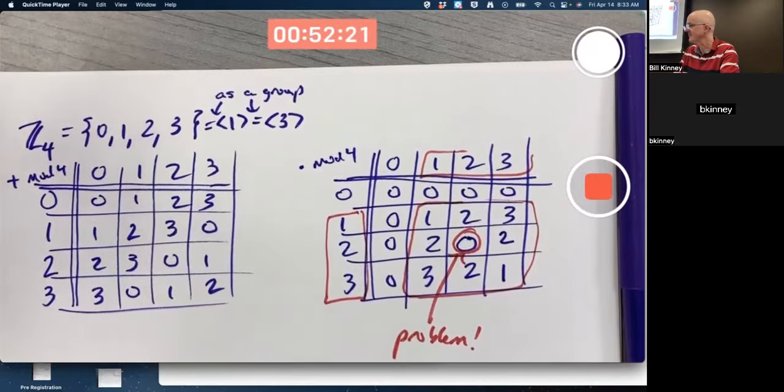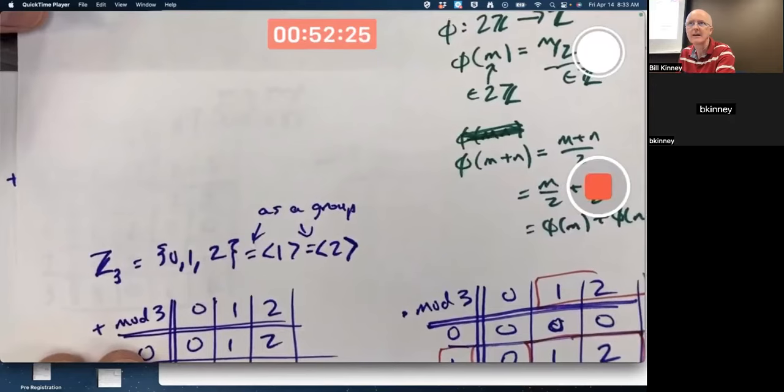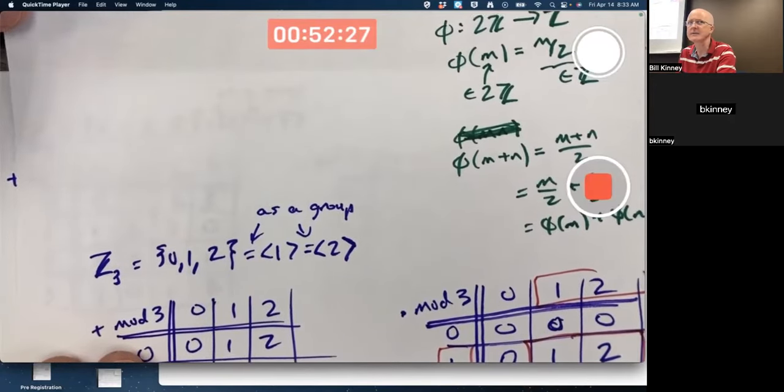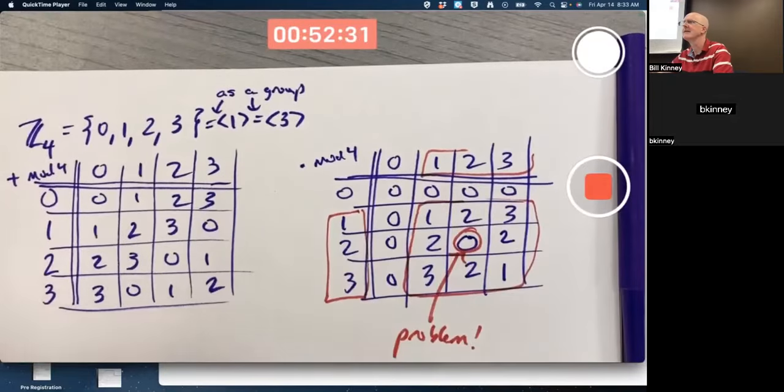They did for Z2 and for Z3, but not for Z and not for Z4. These are all rings, but the collection of their non-zero elements under multiplication are sometimes groups and sometimes not. That's the distinction between what makes a ring a field or not.